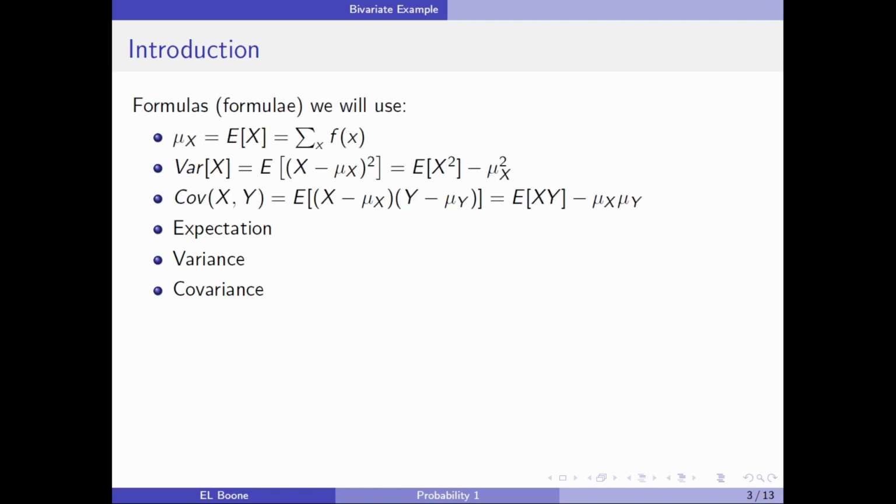Here are our formulas for our expectation, variance, and covariance. Notice I also have the shortcut formula. So here's the definition of variance, and here's the shortcut formula. Here's the definition of covariance right here, and here's the shortcut formula. So I'm going to be using the shortcut formulas because it'll take way too long to work through all of this and keep the video at a reasonable length.